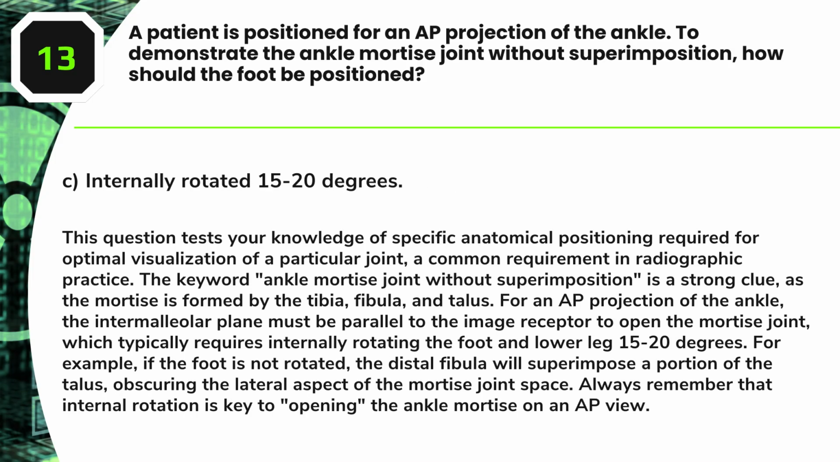Answer, C. Internally rotated 15 to 20 degrees. This question tests your knowledge of specific anatomical positioning required for optimal visualization of a particular joint, a common requirement in radiographic practice. The keyword ankle mortise joint without superimposition is a strong clue, as the mortise is formed by the tibia, fibula, and talus. For an AP projection of the ankle, the intermalleolar plane must be parallel to the image receptor to open the mortise joint, which typically requires internally rotating the foot and lower leg 15 to 20 degrees.